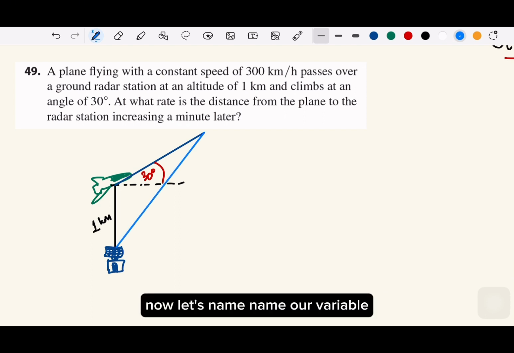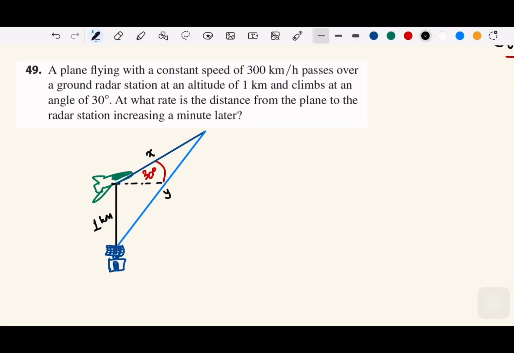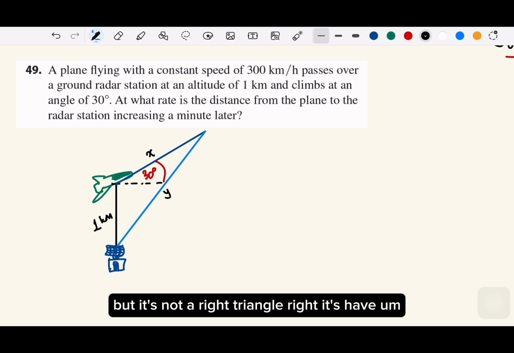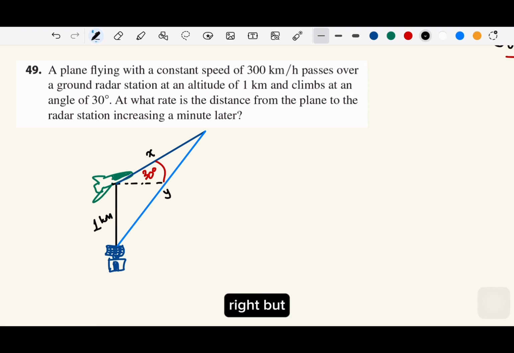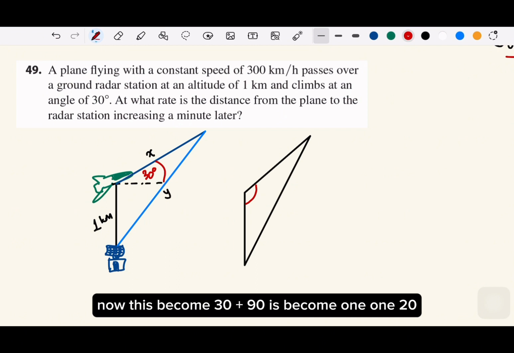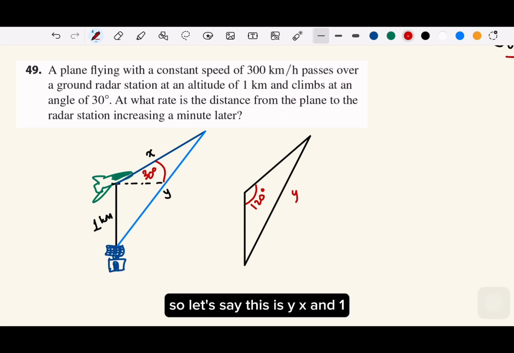Okay, now let's name our variable. So let's say this is x. You can name a, b, anything, okay, but I will just stay with x, and this is y. Okay, now we have this triangle, but it's not a right triangle, right? I don't think we can relate with the Pythagorean, right? But we have three sides and an angle here. Now this becomes 30 plus 90, it becomes 120. So let's say this is y, x, and 1.